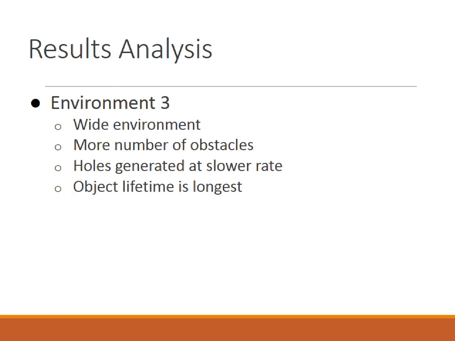Lastly, environment 3 is a very wide and narrow environment. This means the agent has to travel a much longer distance to pick up a tile or to fill up a hole. And given the much slower object creation rate, the agent, as expected, performed more poorly.